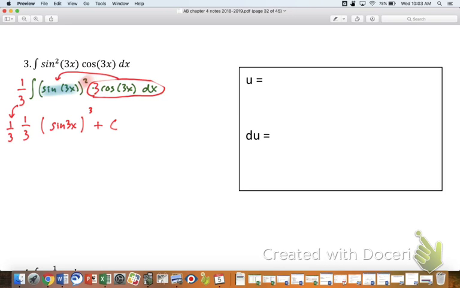Yes, ma'am. Since this is 3 composite functions, what happens to its mean? Because that's the derivative. So the 3 is part of the derivative of the inside. Right? Because you got 3 cosine. So you've got 1/9 times sine of 3x cubed plus c.